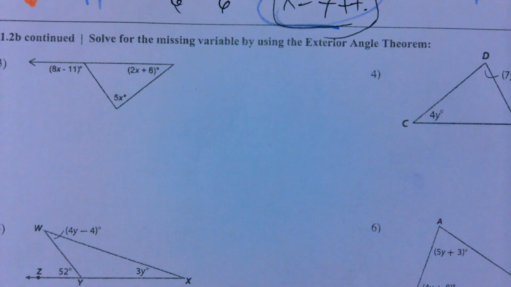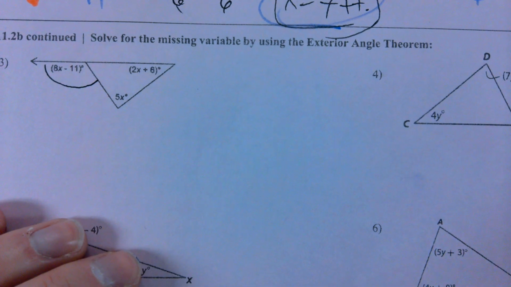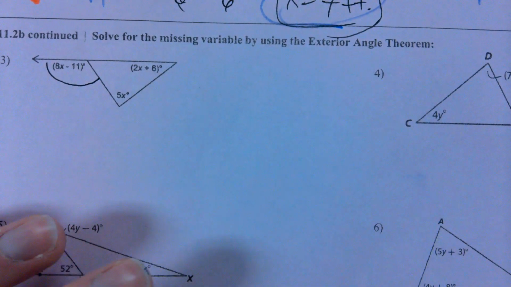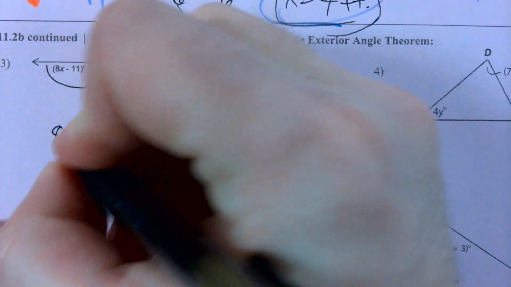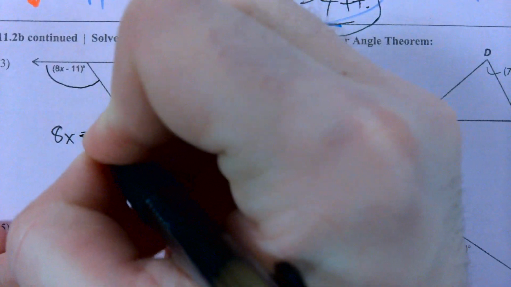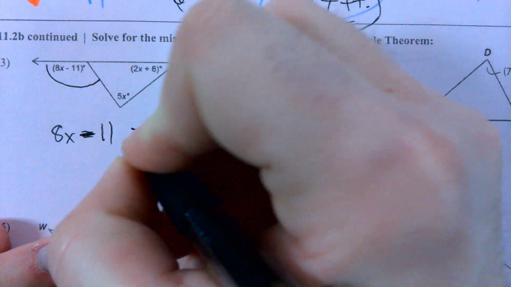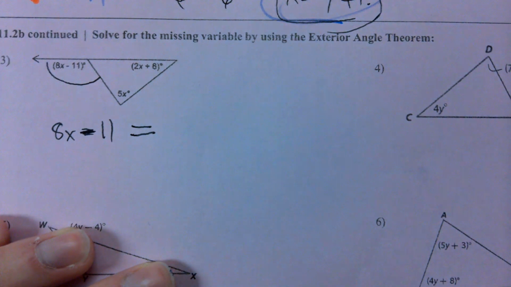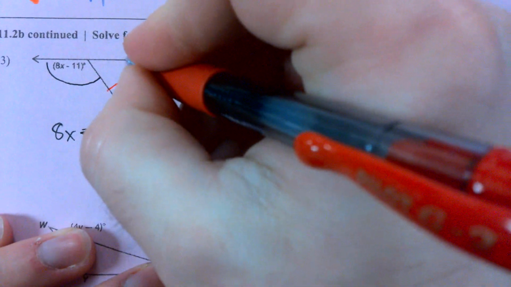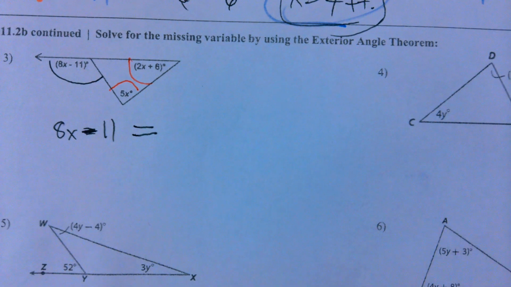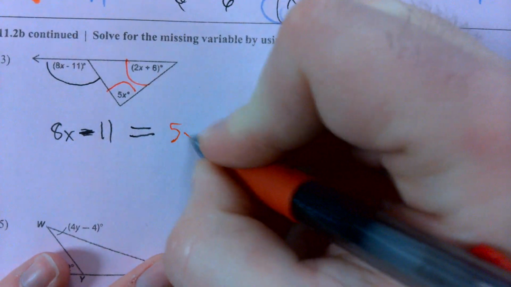Let's just do number 3. So our outside angles, what we've got to identify first, whatever angle's on the exterior of our triangle, that's going to be all alone on one side of the equal sign. 8x minus 11 equals the sum of my remote interior angles. Sum means that we have to add them together.